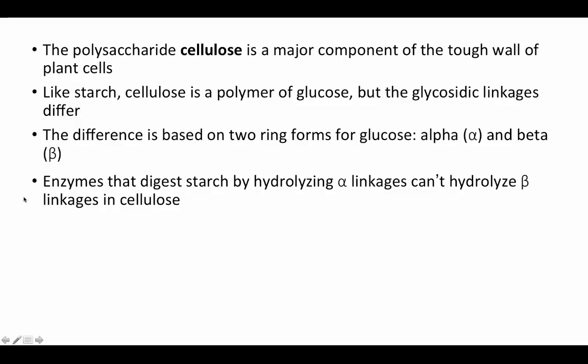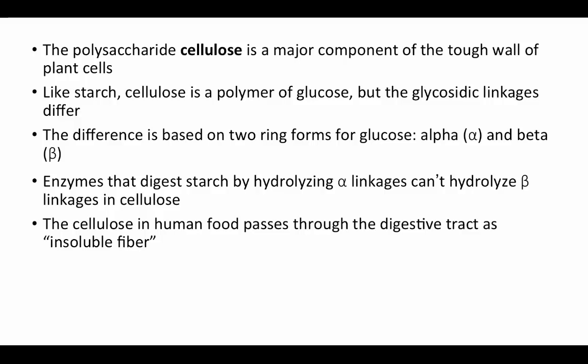The enzymes that digest starch by hydrolyzing alpha linkages can't hydrolyze beta linkages in cellulose. So in fact, it turns out that there are no animals that produce enzymes that actually break down cellulose. So in general, when we eat cellulose, we just don't digest it at all. It passes right through, and we call this insoluble fiber. Very good for colon cleansing, but we don't actually get any of the energy. We don't break those bonds or break down those polysaccharides in any way.